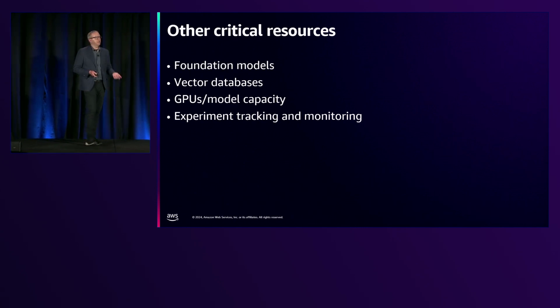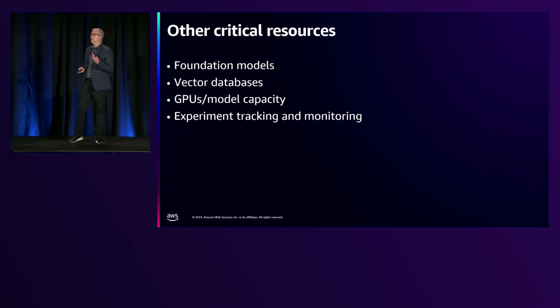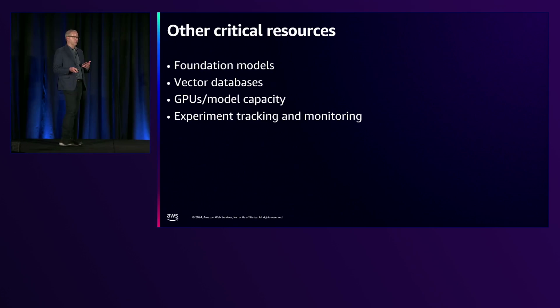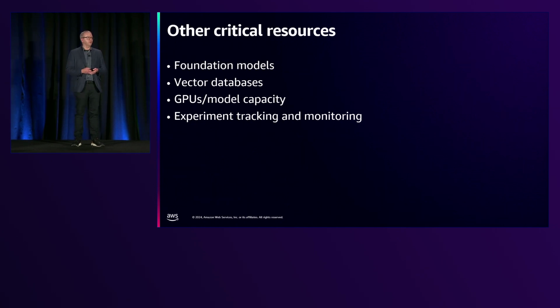Other things, the foundation models themselves are important. Keep in mind that if you're using a system like Bedrock, not every foundation model is available in every AWS region. If you're using your own models, you want to make sure that they're available in every region you're operating in. The vector databases themselves, of course, GPUs and model capacity are important. If you're using a backup and restore DR strategy, you have to make sure that you have enough GPU capacity in the failover region to be able to stand up your workload. And experiment tracking and monitoring is often a rich source of historical knowledge that we want to be able to protect.